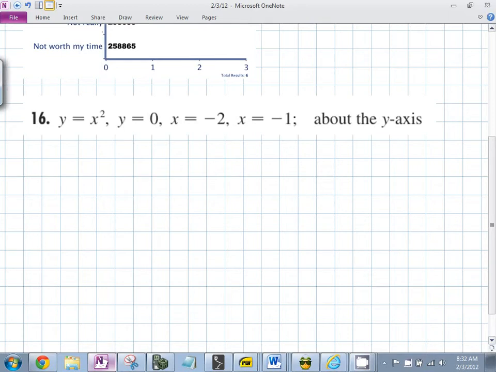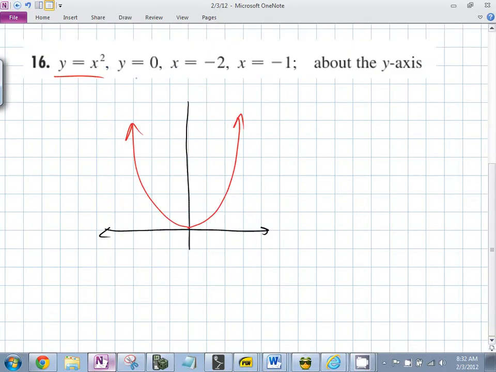So y equals x squared. So we'll use red here. So we have y equals x squared. Y equals 0. So that's the x, also known as the x-axis. X equals -2. So let's say -2 is right there. And x equals -1 right there. So what region are we talking about? We have it right there. That's great. And we're rotating it about the y-axis. So we're taking it and rotating it around like that.